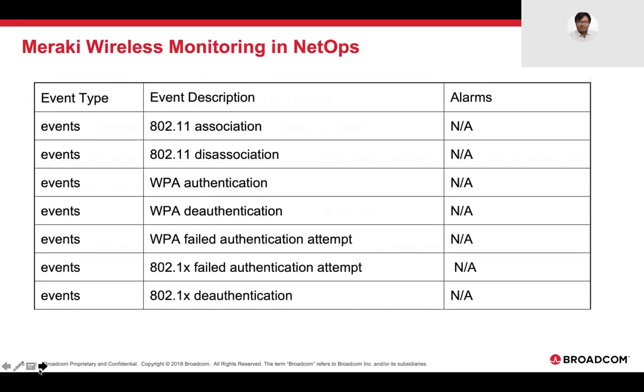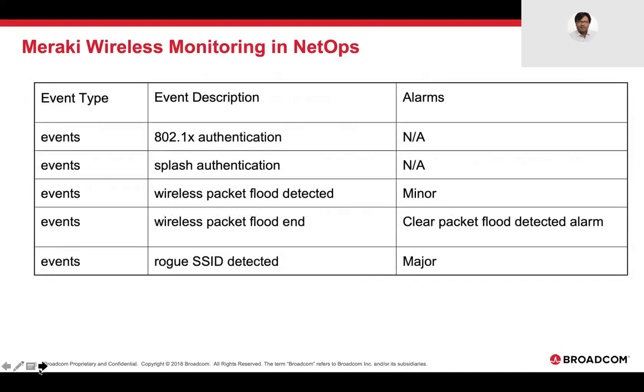Now, what's really important is what are the events that we are actually capturing, and these events you can see on the CAPM or the NetOps portal, as well as on the Spectrum one-click view. Some of these events do not have an alarm associated, and some events we have alarms. So for example, in this case, the wireless packet flood detected and wireless packet flood end, and rogue SSID detection. Those we have alarms being created for those events.